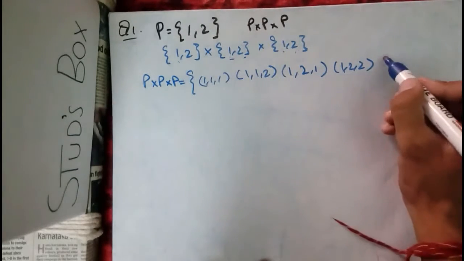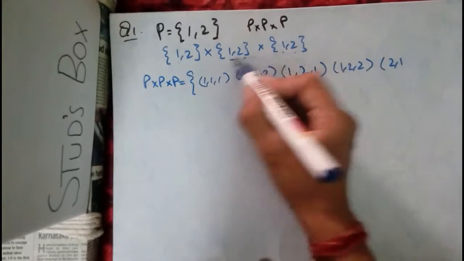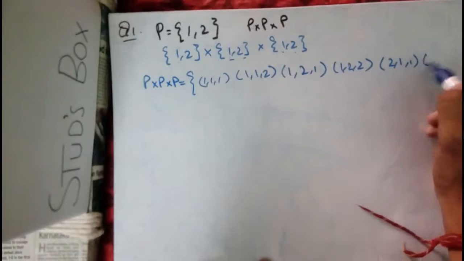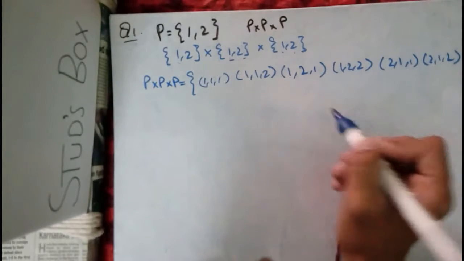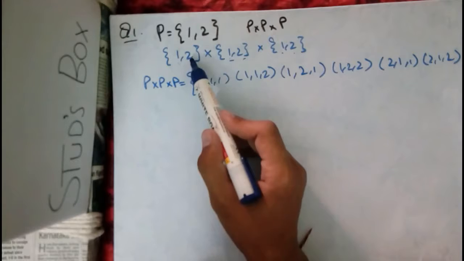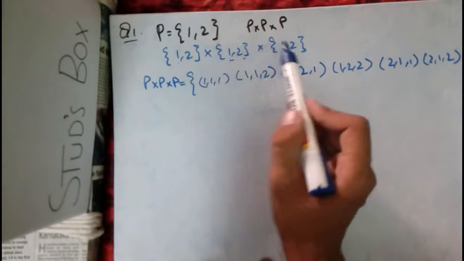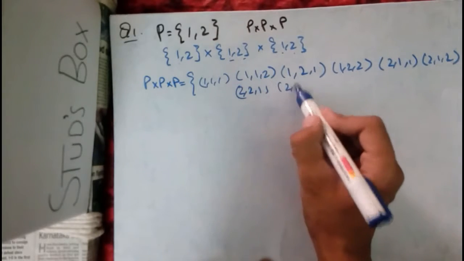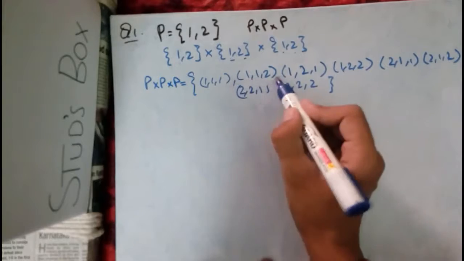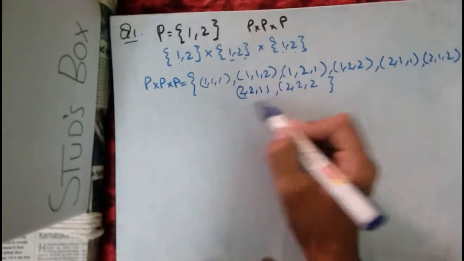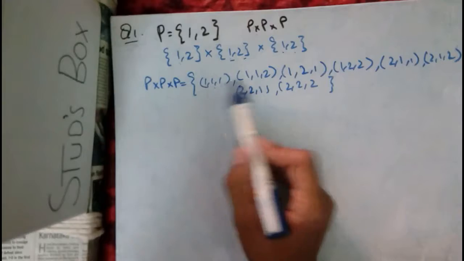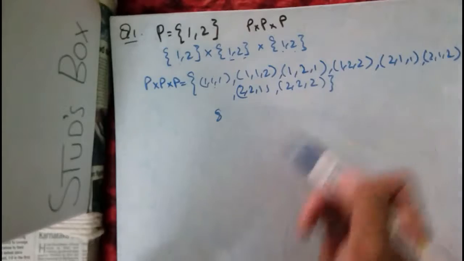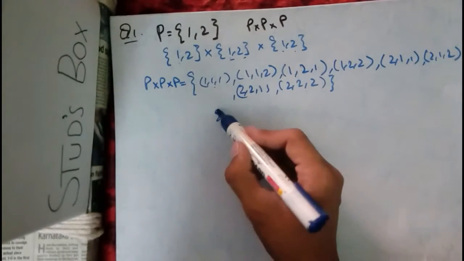So we'll take second, first, then second, first, second. Then it's second, first, and then second, second. Separated by commas. Now if you count here, there are a total of 1, 2, 3, 4, 5, 6, 7, 8 elements in this P cross P cross P.